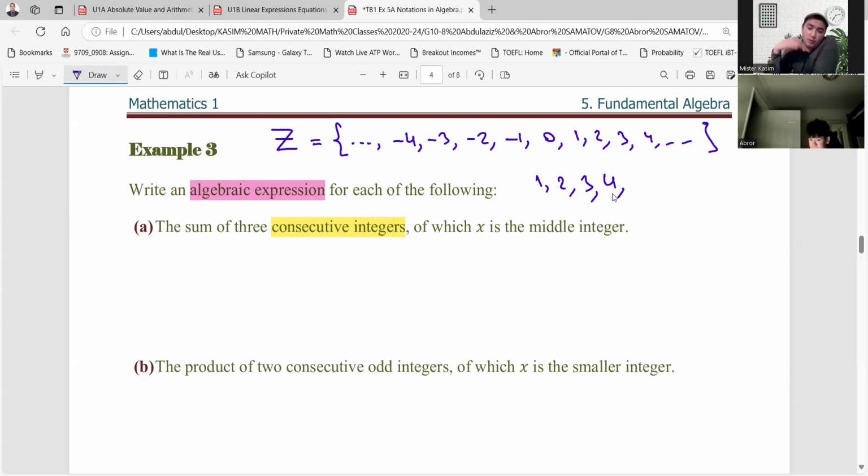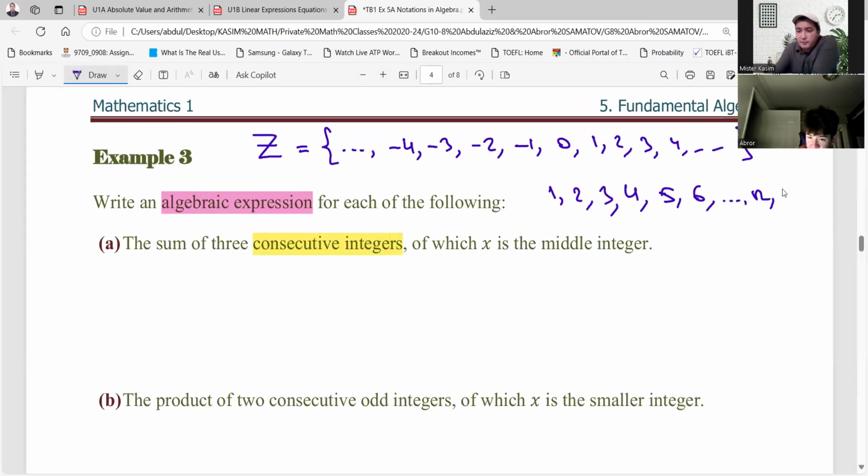Why? 1 is followed by 2, 2 is followed by 3, 3 is followed by 4. After 4 comes 5, then 6, right? If I keep writing this, and one number is n, what will be the next number? It will be n plus 1, because each time we are adding 1.